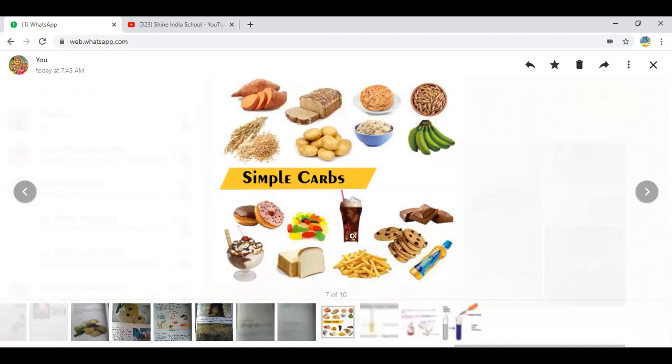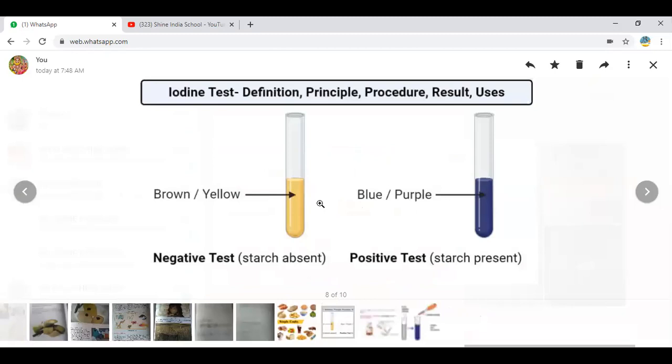Here you can see the candies, milkshake, bread, ice cream, biscuits, chocolates. Everything has more sweets and sugars. So if sugar is there, automatically we get immediate energy, and it is also a form of carbohydrates. I hope it is clear, children. Next image for you.